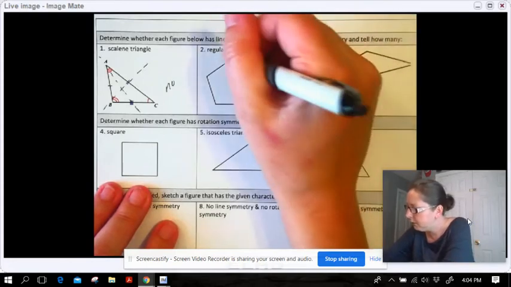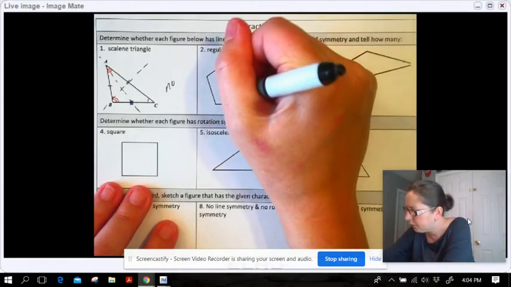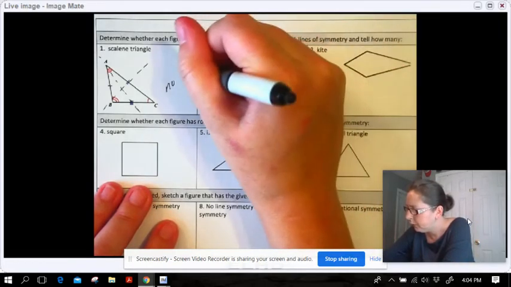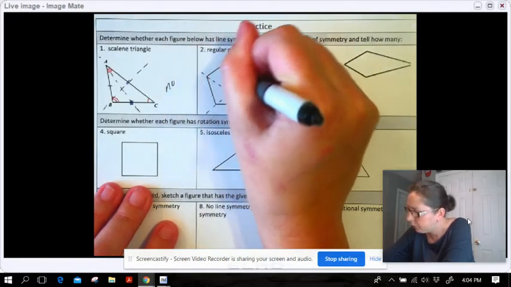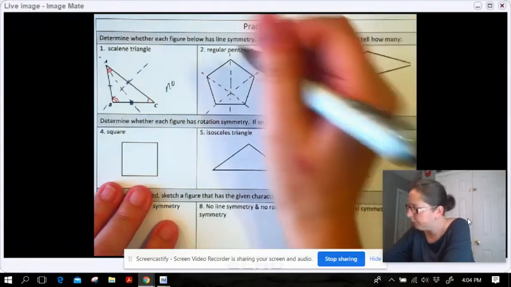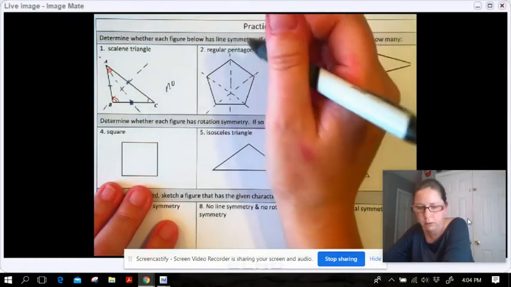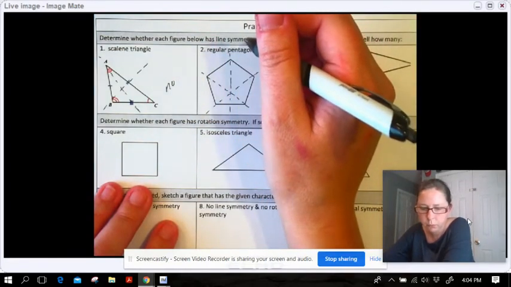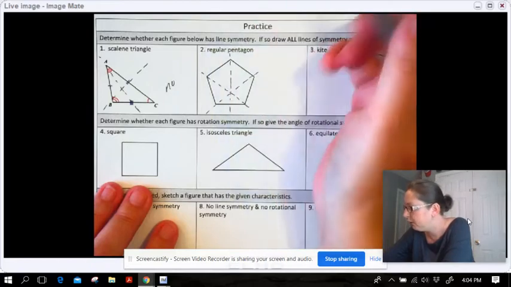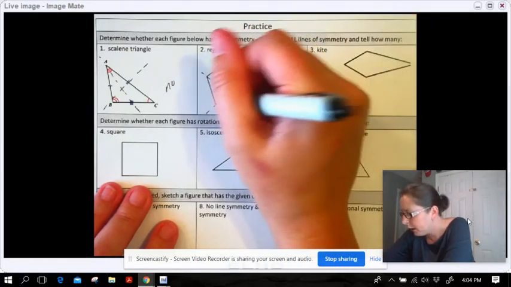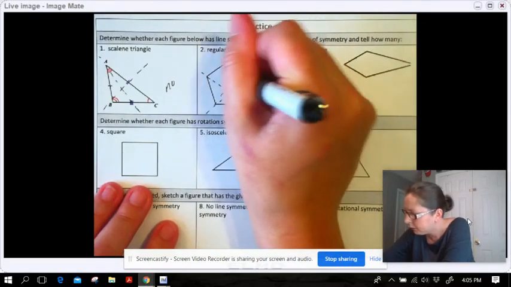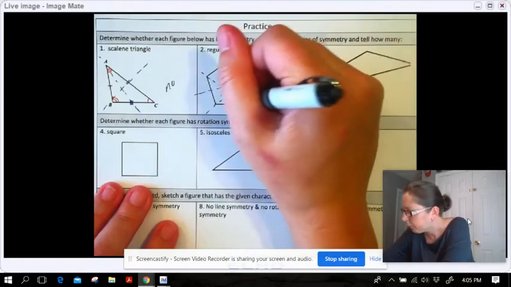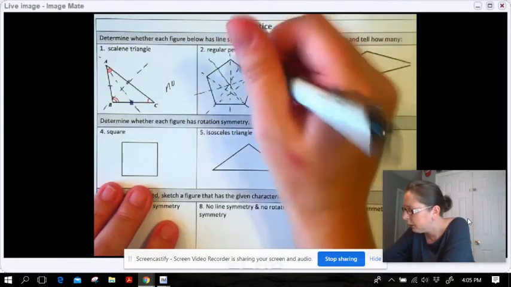So this was on the other side of our notes. There's 1, 2, 3. Where was our other side? Oh, I drew these wrong. Sorry. From each vertex to the opposite side. Okay, so there are 5.